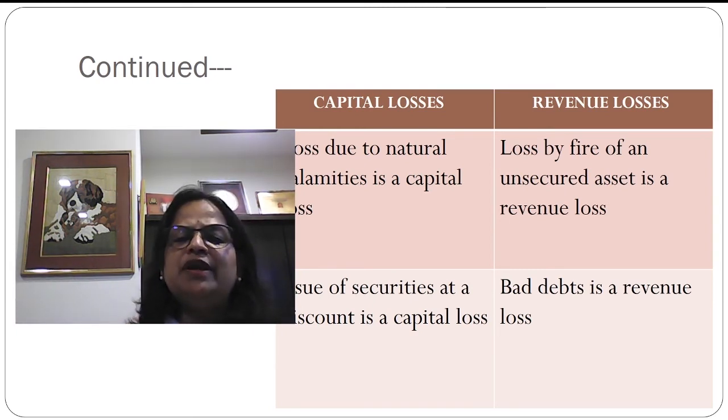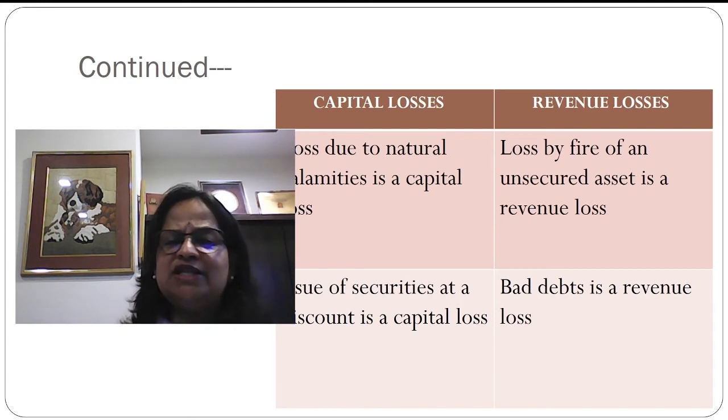Next point you have to remember: issue of securities at a discount is a capital loss. Now you know that no company is going for a capital issue because they know they cannot sell that. People do not have money. Many people lost their jobs. They cannot buy the shares and securities.